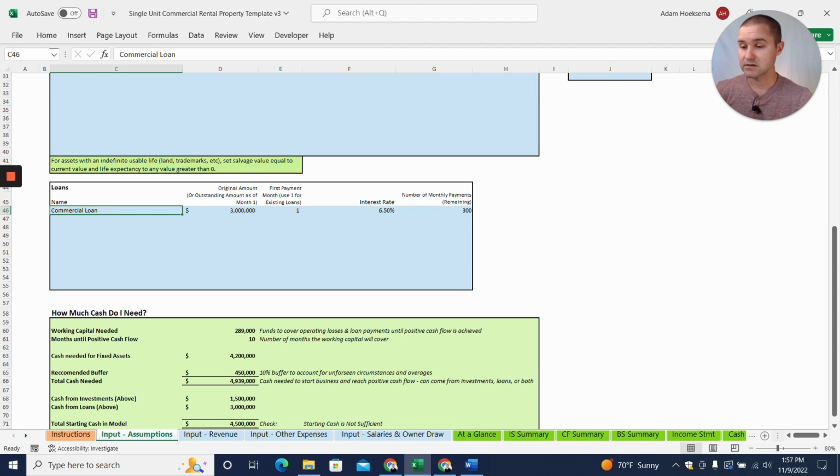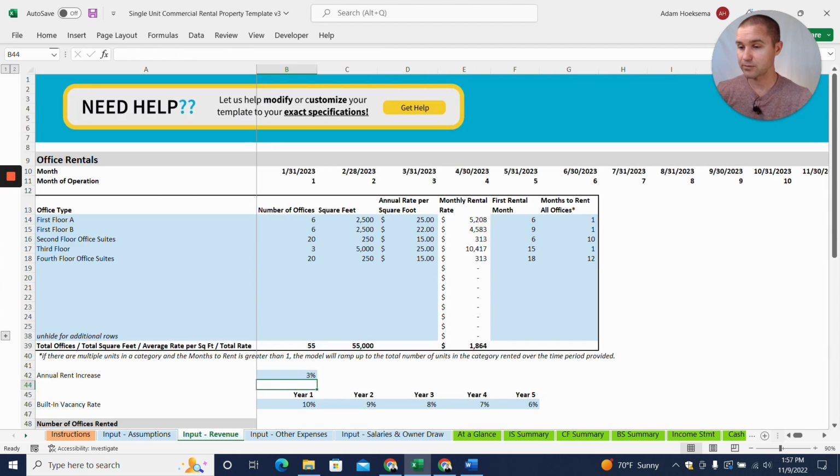All right. So with that, we're going to jump over to our Input Revenue tab, where we can fill out the space, the type of space. So we filled this out with the assumption of kind of commercial offices, but it doesn't have to be offices. It could be industrial space, it could be an industrial building that you're leasing to one tenant or several tenants.